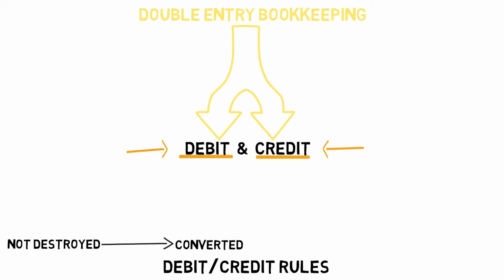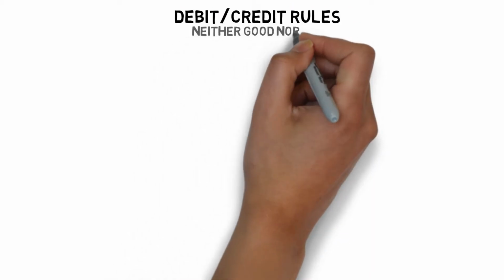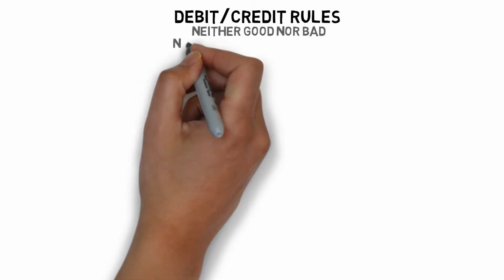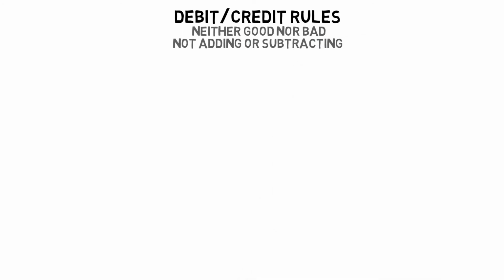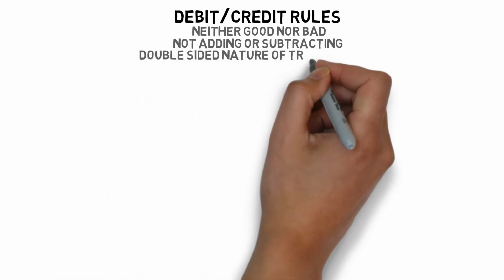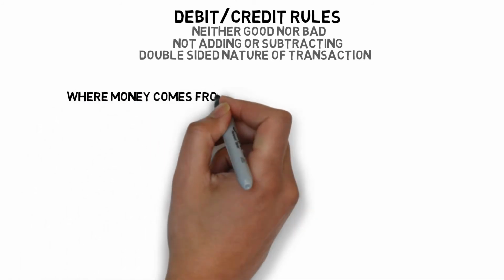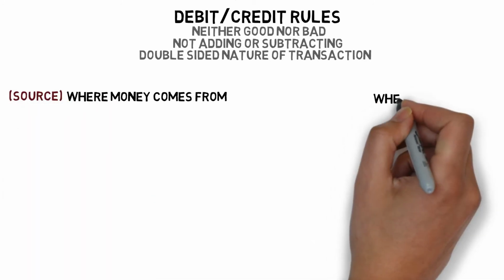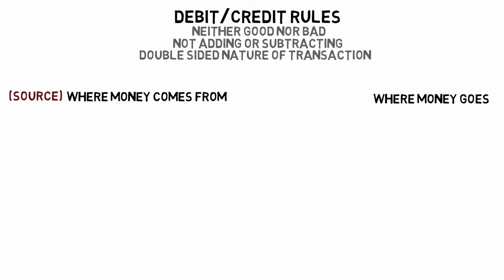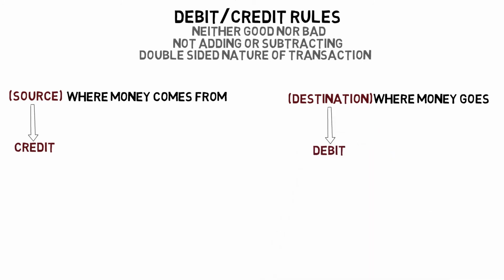In order to understand debit and credit rules, first we must know that neither debit nor credit is good or bad. They are not like adding or subtracting. It is just used to reflect the double-sided nature of a transaction. In an organization, money comes from something or someone, which means a source, and then that money goes into the company's operations into something, which means the destination. The source is called credit and the destination is called debit.